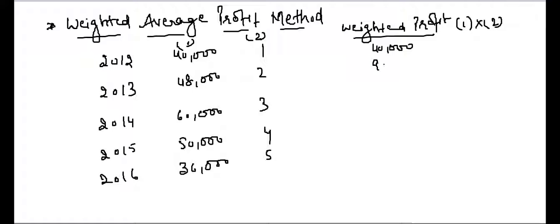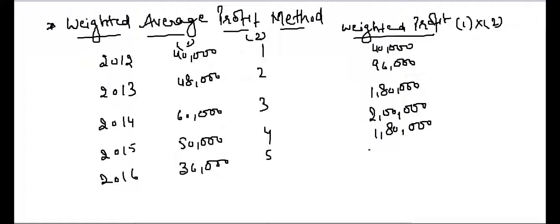40,000, 96,000, 1 lakh 80,000, 2 lakh, and again 1 lakh 80,000. We'll total these weighted profits. This comes to 6,96,000 and we will total these weights. This comes to 15.